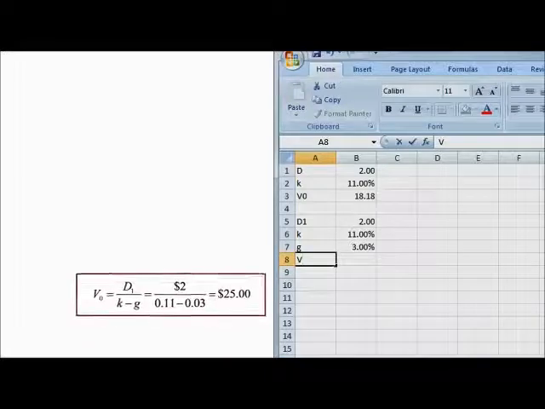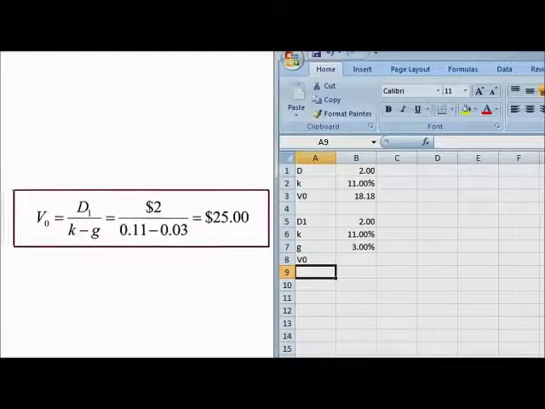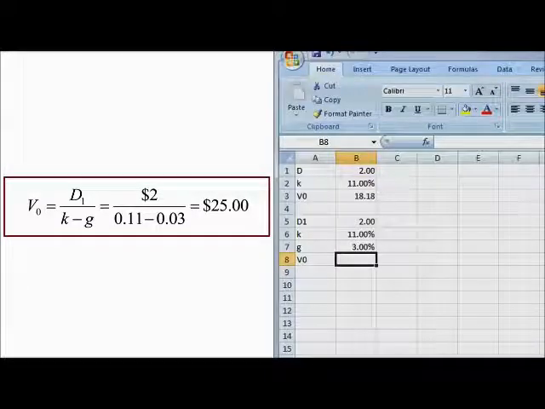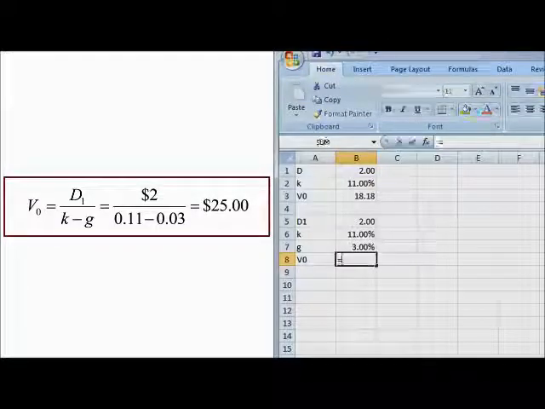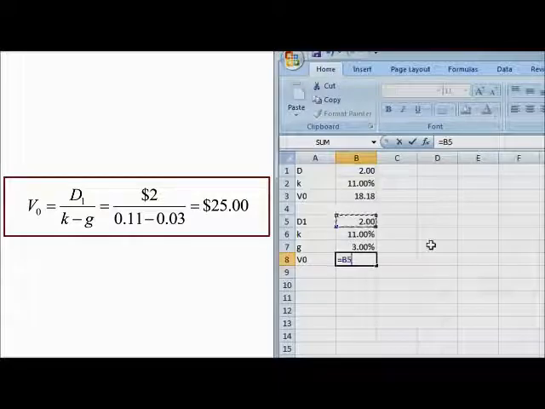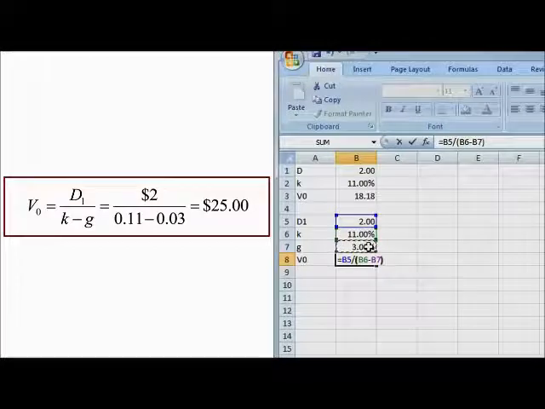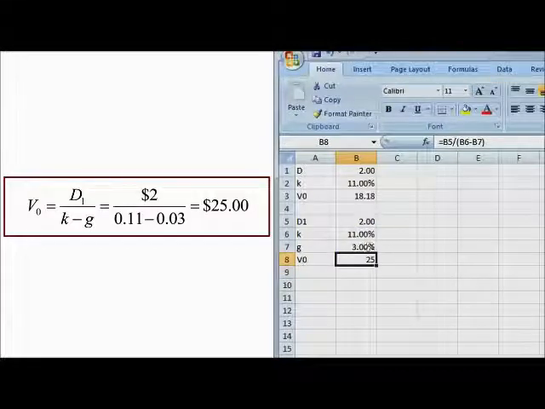And we're trying to find the value of the stock at time zero. So again, it's a simple formula here that we can put into Excel. It's the dividend to be received a year from now, divided by K minus G. Now note that I'm putting the parentheses in here for the discount rate minus the growth rate. And you see here that our value comes out to $25 per share.